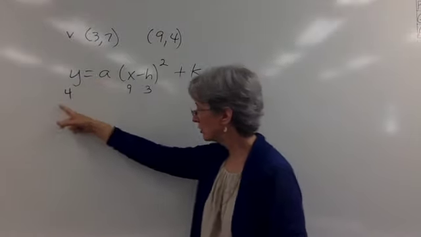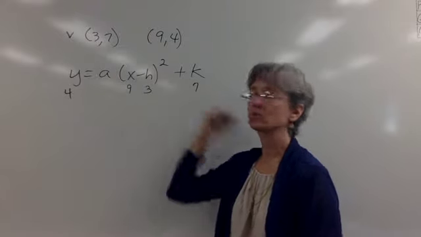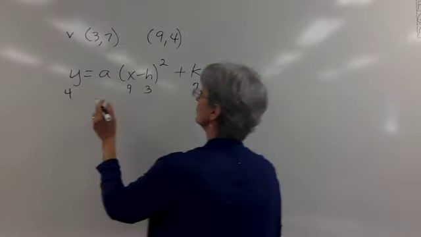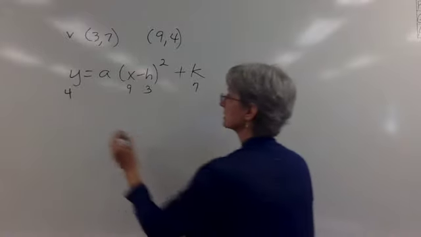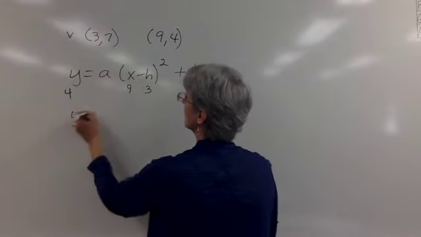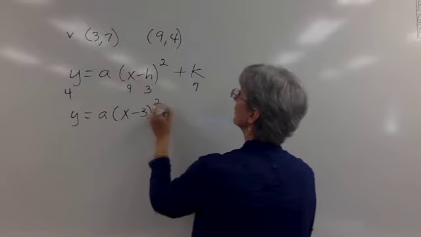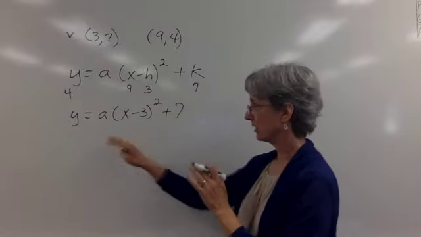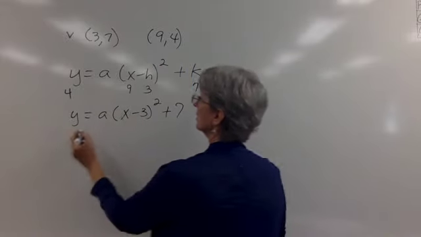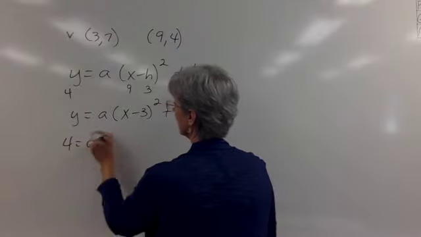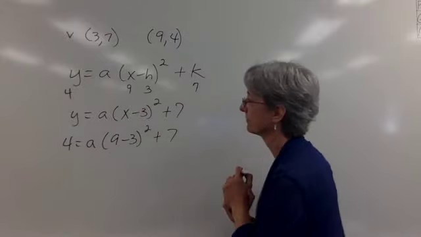So what I'm going to do is substitute all these numbers for these variables and then solve for A. And if you want to do it one step at a time, you can. For instance, let's just do the vertex first. Y equals A times X minus 3 squared plus 7. Okay, there's the vertex. Now let's put in our point 9, 4. So 4 is A, and this is 9 minus 3 squared plus 7.